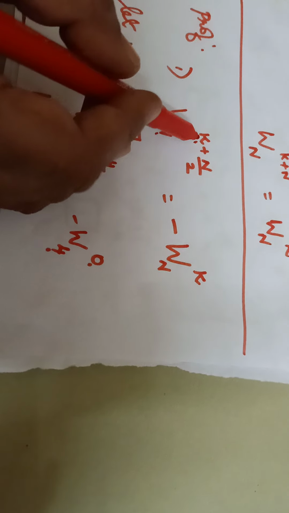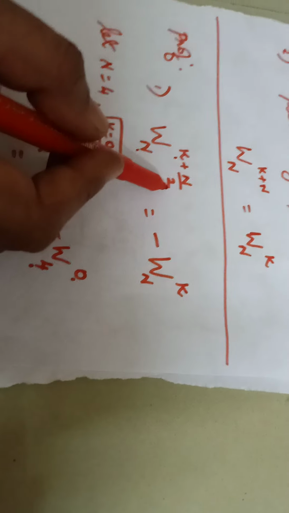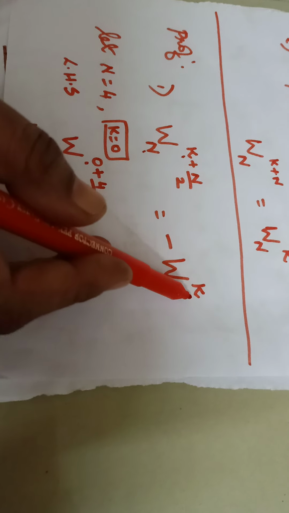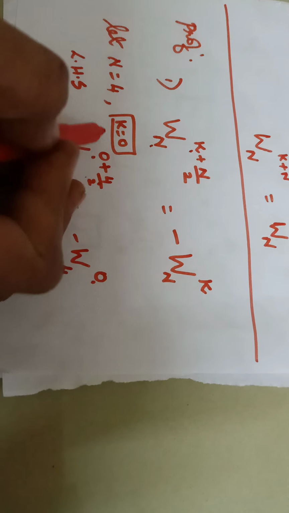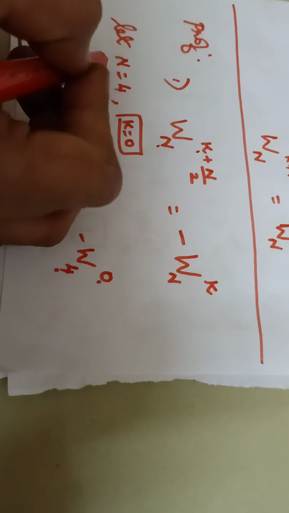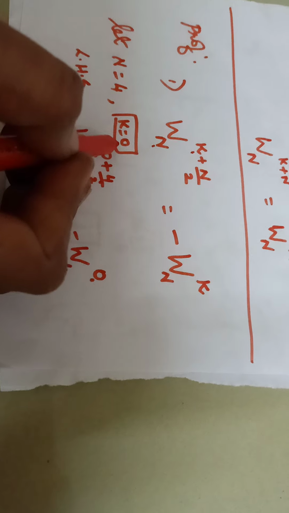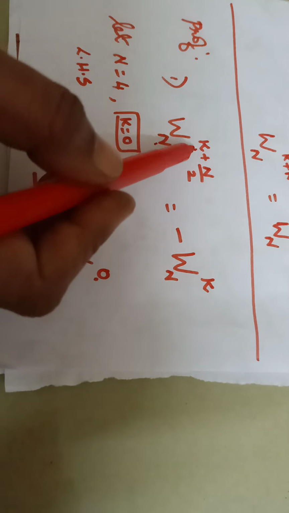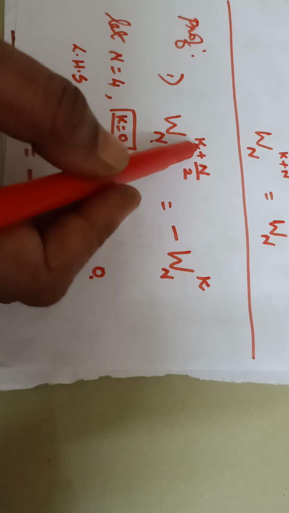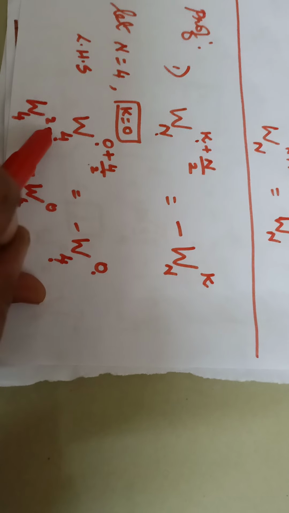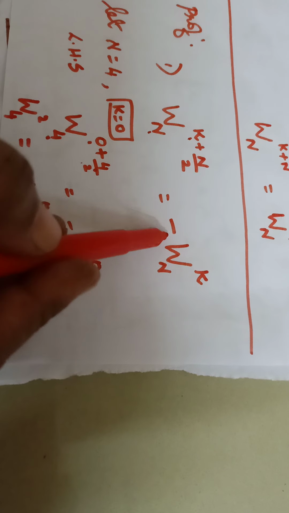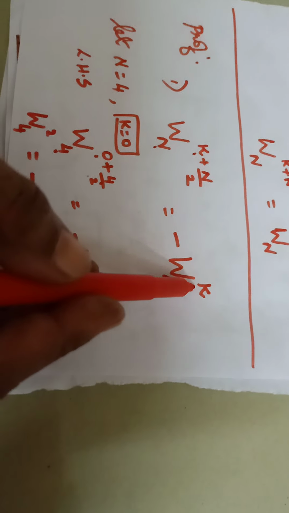The formula for symmetry is Wn power k plus n by 2 equal to minus Wn power k. Now when n equal to 4 and k equal to 0, what do you get? W4 power, k is 0, so 0 plus 4 by 2 is 2. So W4 power 2 is equal to minus W4 power 0.